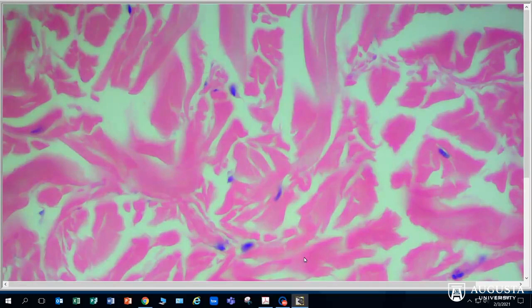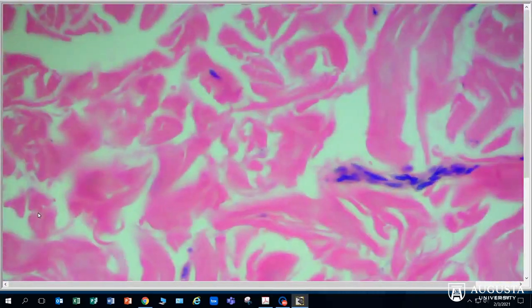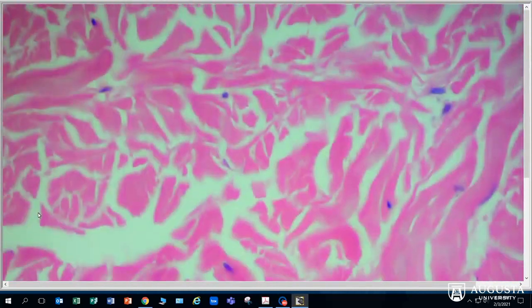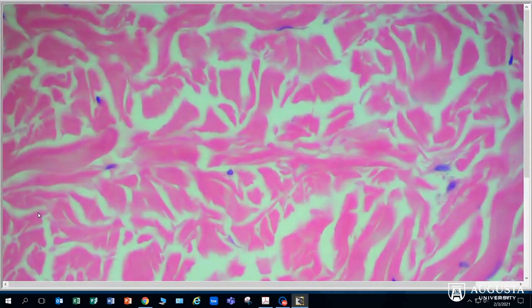Interspersed throughout this tissue are these cells, and we can see the nuclei spread all throughout our tissue, and these cells are called fibroblasts. The job of the fibroblast is to maintain this tissue. So this is dense, irregular connective tissue, and it is part of the dermis in your skin.